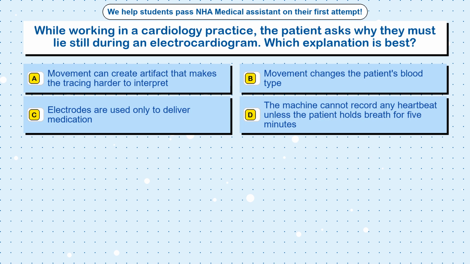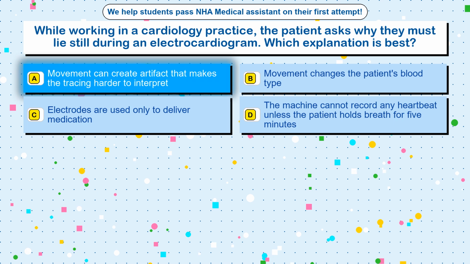Question 77. While working in a cardiology practice, the patient asks why they must lie still during an electrocardiogram. Which explanation is best? Option A, movement can create artifact that makes the tracing harder to interpret. Option B, movement changes the patient's blood type. Option C, electrodes are used only to deliver medication. Option D, the machine cannot record any heartbeat unless the patient holds breath for 5 minutes. The correct answer is option A.